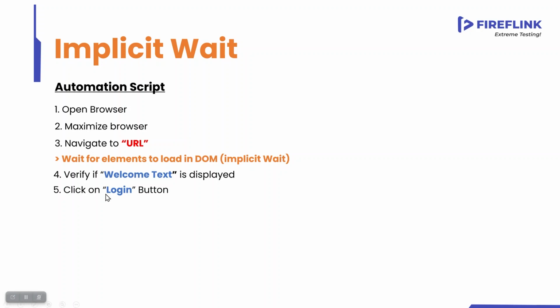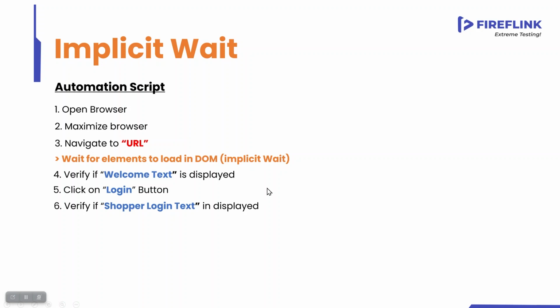Okay, once I click on the login button, what is going to happen? It is going to load the page and my login page will be displayed, where I have to verify whether the shopper login text is displayed or not. So this is also an element. This implicit wait will wait for this particular element to load and then perform the verification action. So the beauty of implicit wait is once you apply it in the automation script, it is applicable for all the elements inside the script.